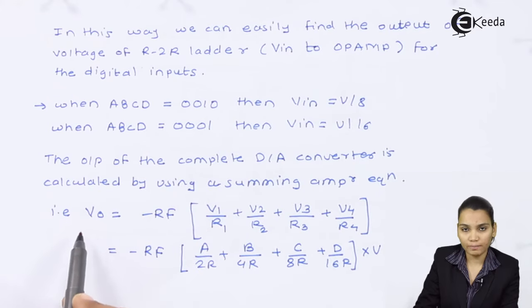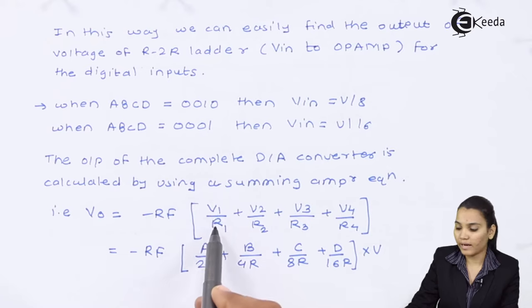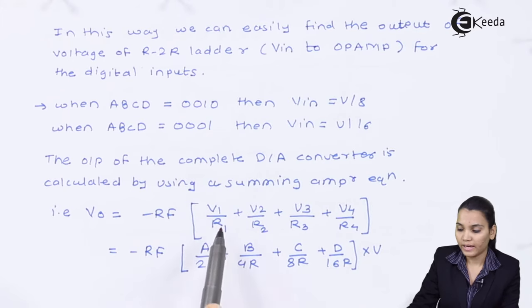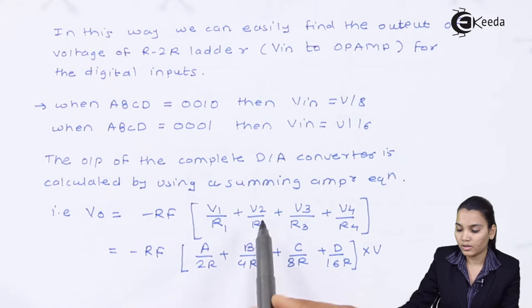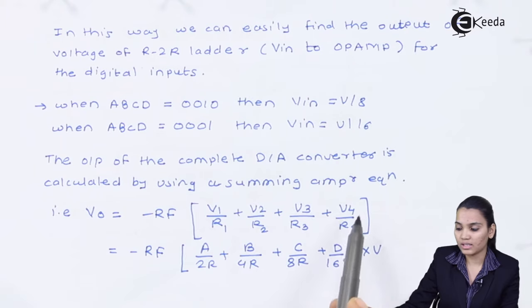We know that the summing amplifier equation is V0 is equal to minus Rf in bracket V1 by R1 plus V2 by R2 plus V3 by R3 plus V4 by R4. Now what is the value of V1? V1 is nothing but A and the value of R1 is 2R. V2 is nothing but B and the value of R2 is 4R. V3 is nothing but C and the value of R3 will be 8R. And V4 is D and the value is 16R.